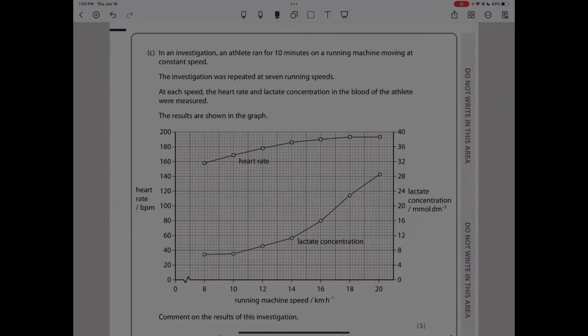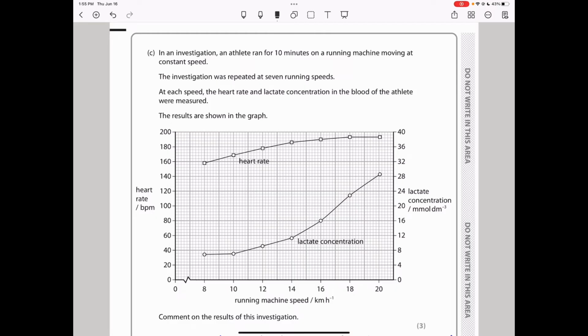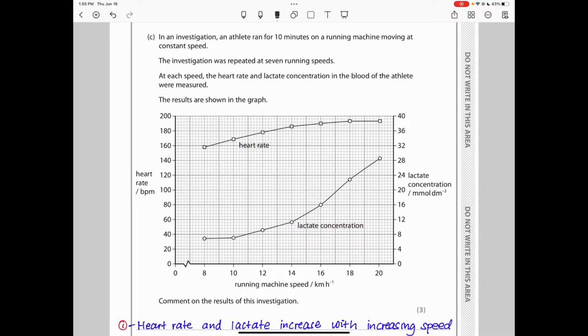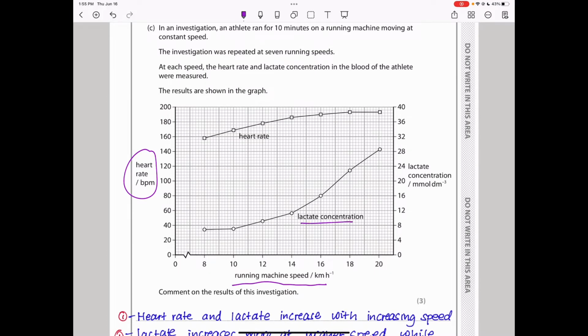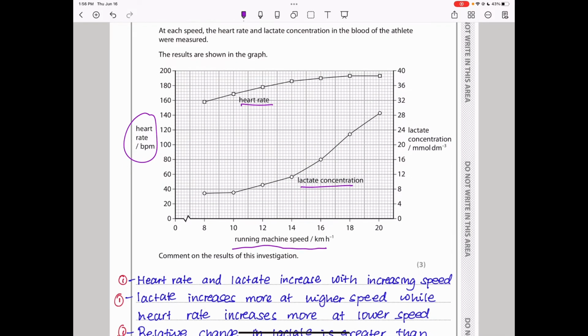In an investigation, an athlete ran for 10 minutes on a running machine moving at constant speed. The investigation was repeated at 7 running speeds. At each speed, the heart rate and lactate concentration in the blood of the athlete were measured. The results are shown in the graph. So this graph is showing us the heart rate in beats per minute and the running machine speed. So we see lactate concentration as well as heart rate. We can see as the running machine speed increases, the lactate concentration increases, as well as there is a change in the heart rate. So let's see the other side.